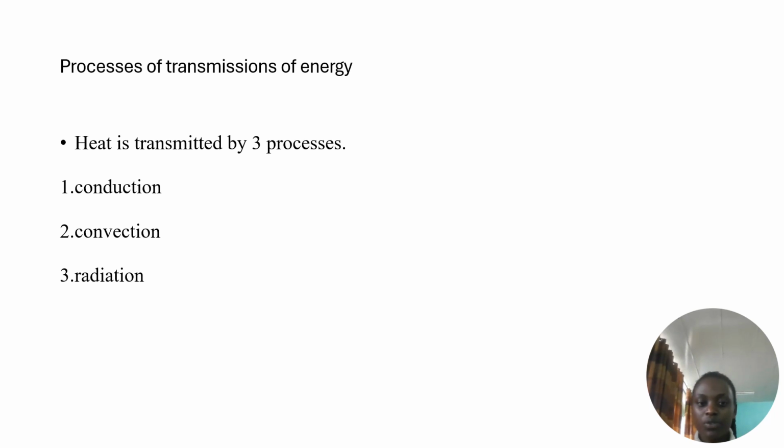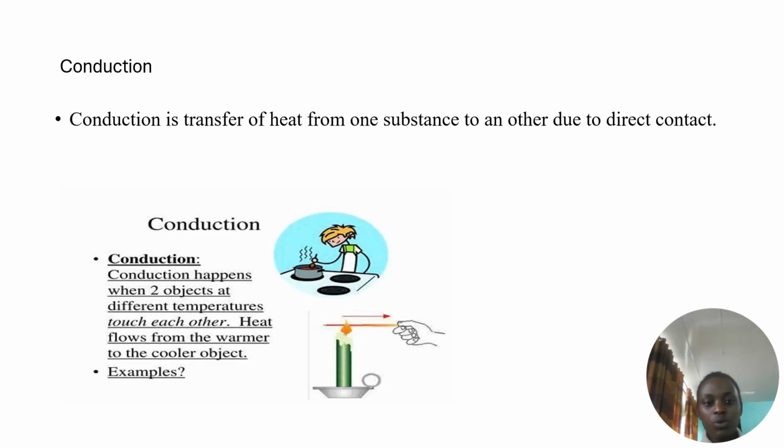Then let us move on to the processes of transmission of energy. We are going to see how energy is transmitted from the source or origin to other objects. It is transmitted by 3 processes: conduction, convection, and radiation. Let us start with conduction. Conduction is the transfer of heat from one substance to another due to direct contact.